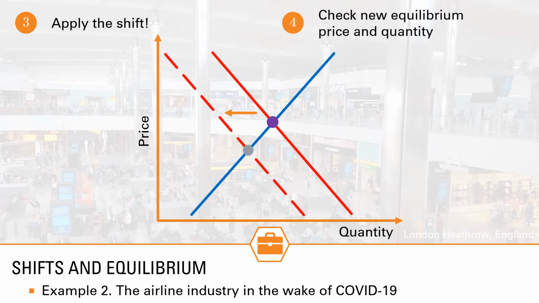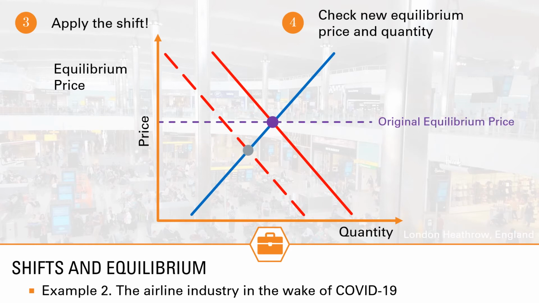So next, let's check the new equilibrium price and quantity. Let's check the effects of the shift on the equilibrium price and the quantity. So the equilibrium price, let's have a look, okay? The original price is in purple. We see that it's there. And the new price is in gray. That's there as well. So notice here, what happens to the price? The price goes down, right? So we expect the price goes down.